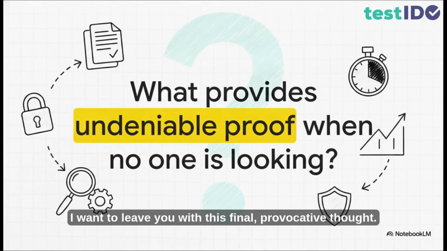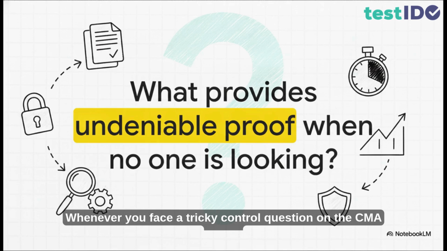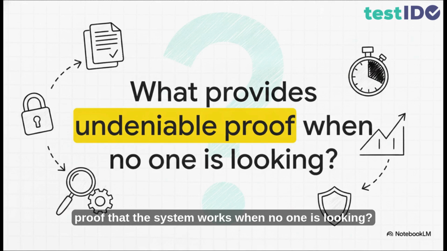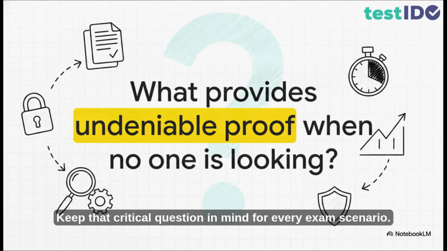I want to leave you with this final, provocative thought. Whenever you face a tricky control question on the CMA exam, do not let the paperwork confuse you. Take a breath, stop, and ask yourself, which option provides undeniable proof that the system works when no one is looking? Keep that critical question in mind for every exam scenario. Study smart, and you will absolutely conquer this topic.